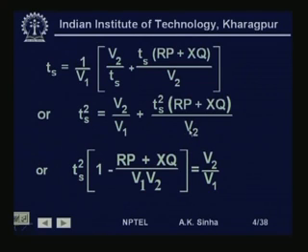and therefore, if we take this thing on this side, then we will get T s square 1 minus R p plus x q divided by V 1 V 2, because this here is V 1 V 2. So, 1 minus R p plus x q divided by V 1 V 2 is equal to this term V 2 by V 1.